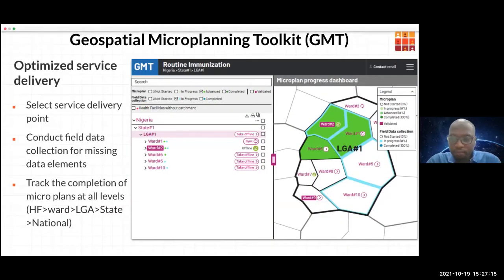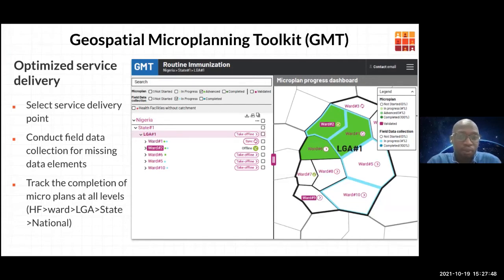So building on the effort of these core geospatial data layers complemented by the Grid 3 program, we collaborated with Novel-T to come up with the geospatial microplanning toolkit. And this is building on the reuse strategy to delineate different catchment areas for routine immunization, as well as for other program areas such as polio and non-polio SIA campaigns and other primary healthcare interventions.